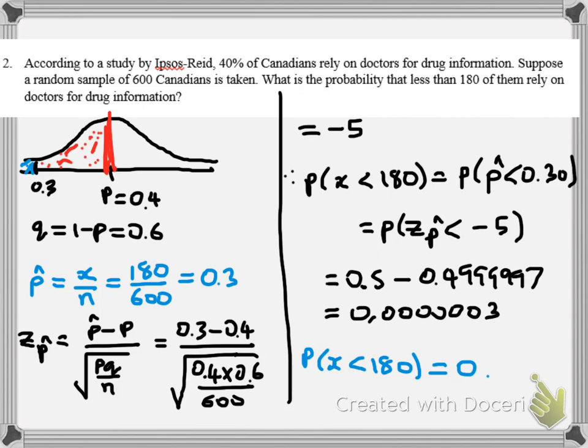So that means it's almost an impossibility to find 180 or fewer people in a sample of 600 that rely on doctors for drug information if the population proportion is 40%. It's just not likely, right? Most likely the scenario is that most Canadians, or a lot of Canadians, do rely on doctors for drug information. So that's how you would do that one. I have one more example to show you before you try one yourself.